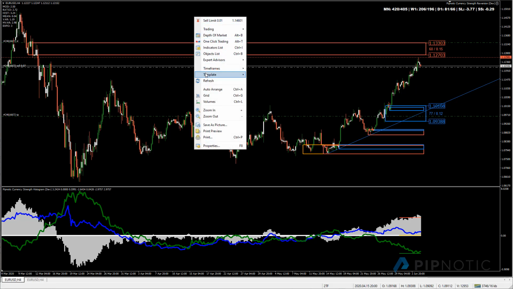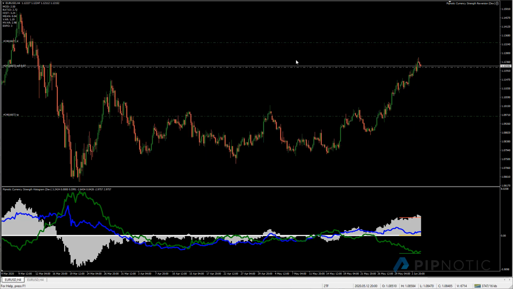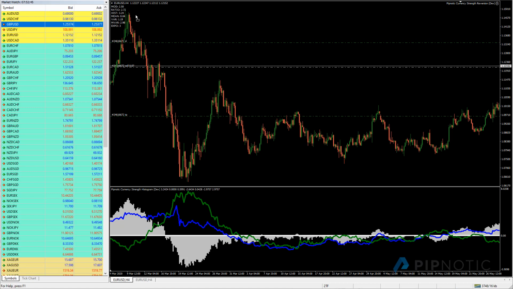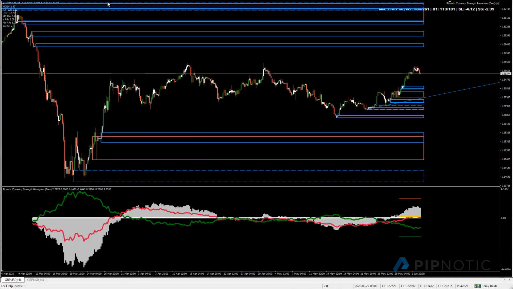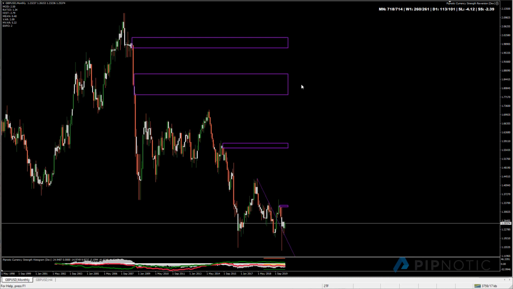Okay, let me delete all of these objects, and we'll find something else to look at. Let's have a look at the pound American dollar, monthly. Remove the histogram. So where are we?